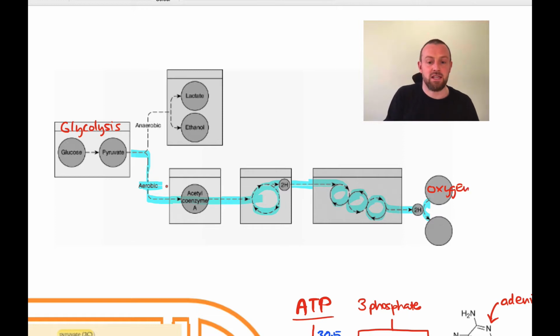It seems crazy that for the aerobic pathway, oxygen is only needed right at the very, very end. And oxygen is what's called the final electron acceptor, and it accepts electrons and hydrogen atoms to form water. So let's label that. Oxygen is called the final electron acceptor.